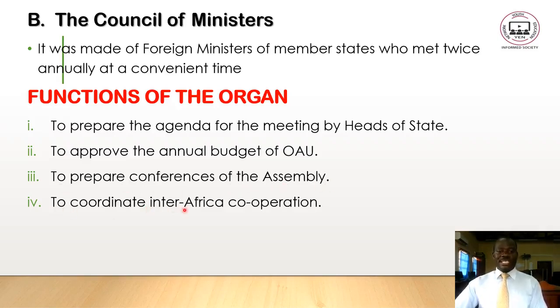Also to coordinate inter-Africa cooperation. So you can see this Council of Ministers had a very big job preparing for the meeting of heads of state, that is preparing for the assembly, making the budget, preparing for the conferences, and coordinating cooperation in Africa.